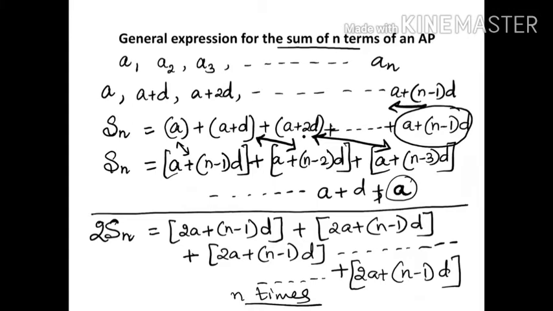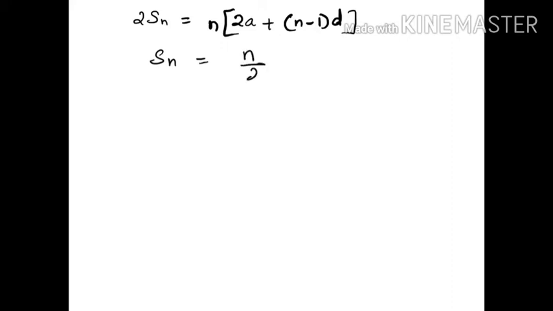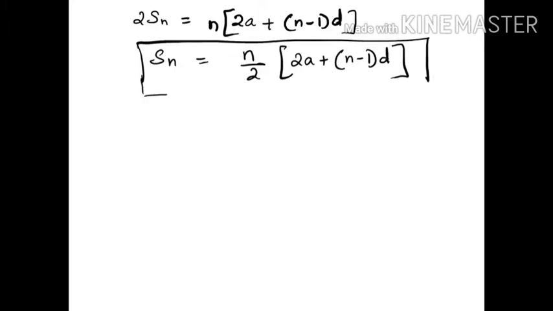So adding n times is same as multiplying a single term by n. So we get 2 times Sn equal to 2A plus n minus 1 times D, multiplied by n. So the sum Sn will be equal to n upon 2 times 2A plus n minus 1 times D. So this is the expression to find the sum of n terms.